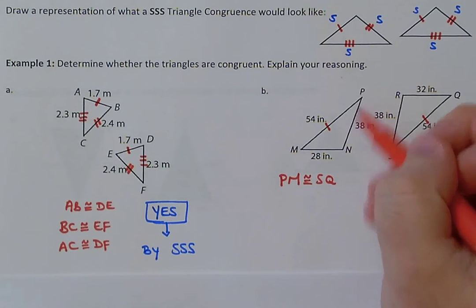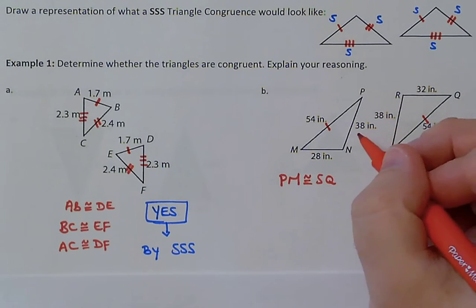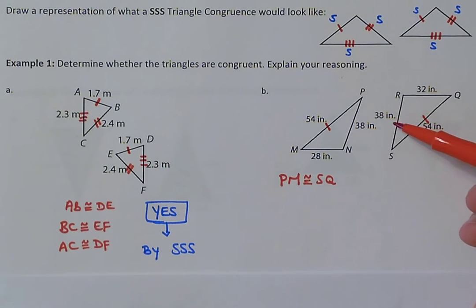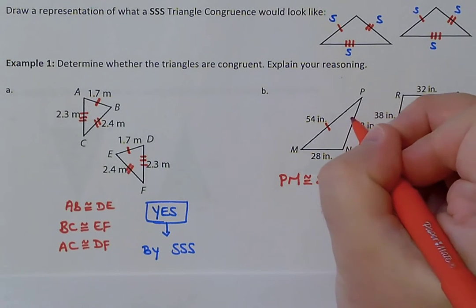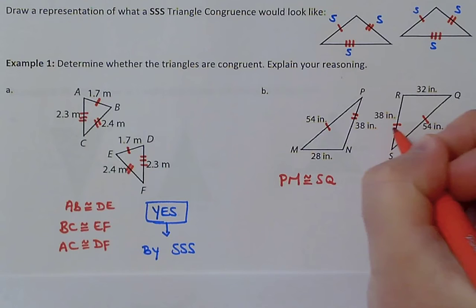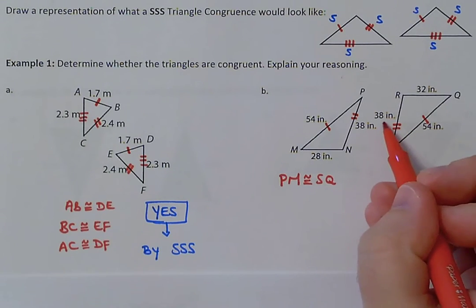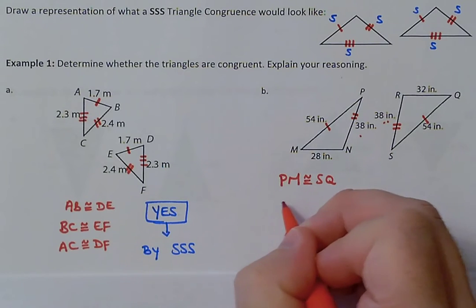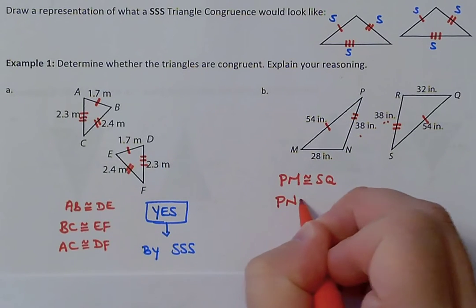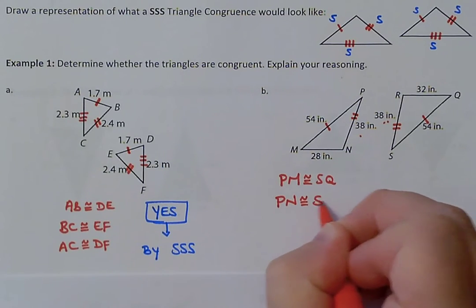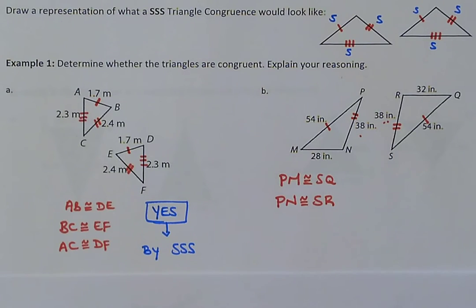Next, if I go to PN, that's 38, and my 38 over here is SR. So I know that PN and SR are congruent to each other because they are both 38 inches. So we can say PN is congruent to SR. And now I have my second set of sides. So all we have to do now is confirm if our third set of sides are congruent.